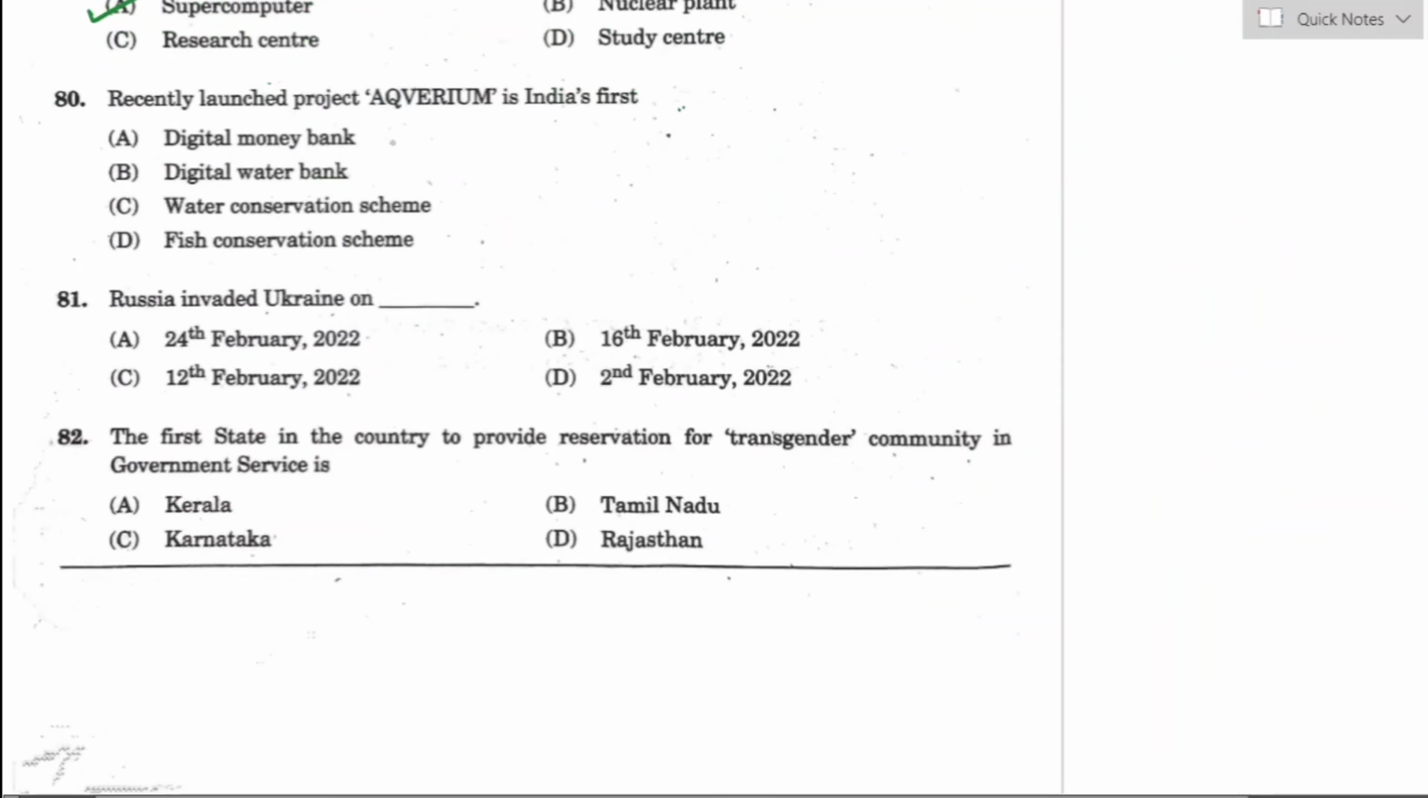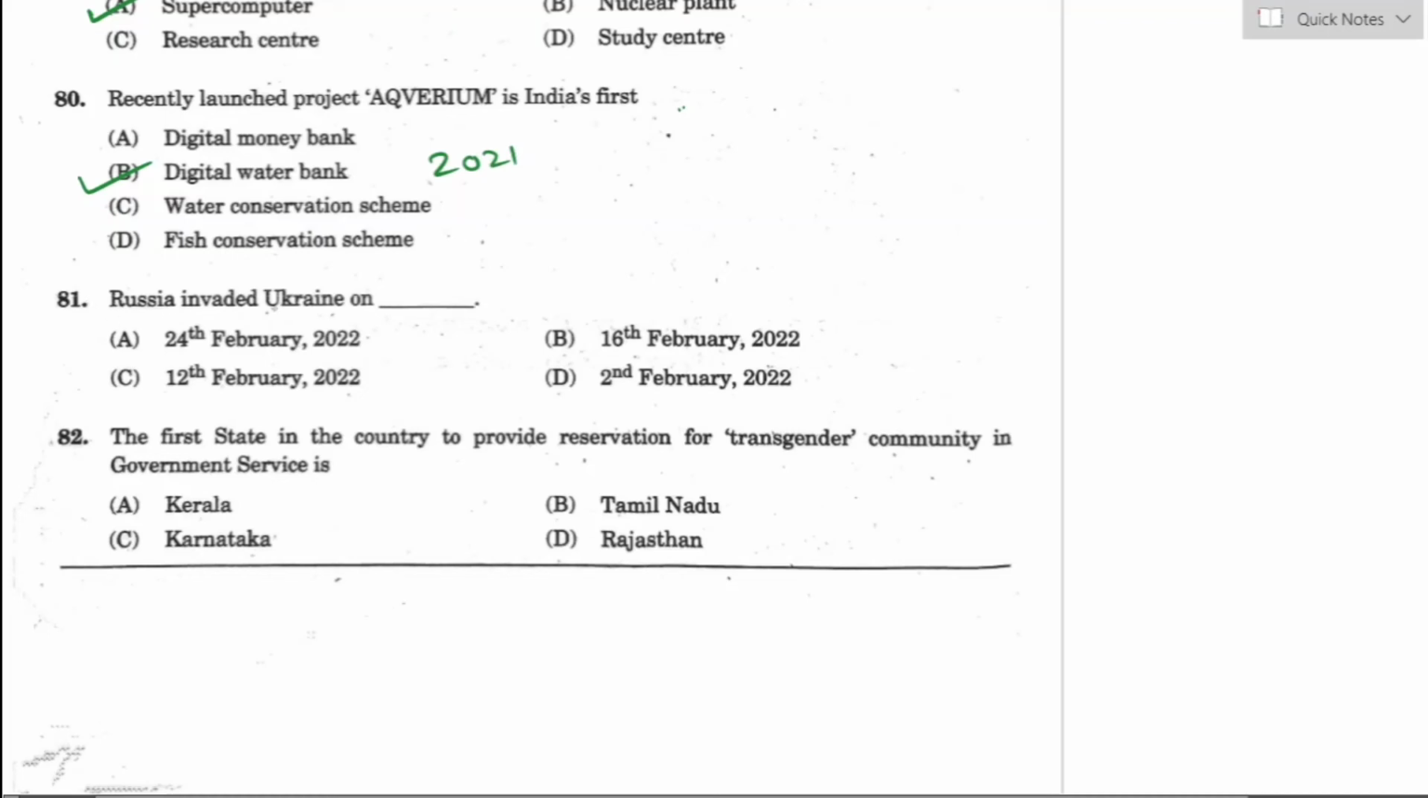Question number 80. Recently launched Project Aquarium is India's first digital water bank project. Option B is the right answer, which was launched in Bengaluru city of Karnataka, an initiative aimed at better water management. It was founded by Aqua Craft Group Ventures in 2021. So option B is the right answer.